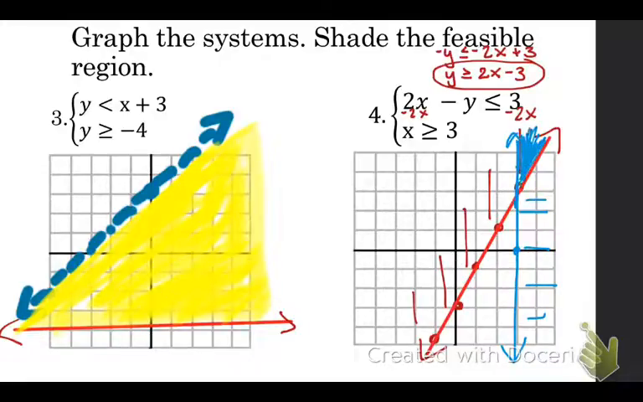And I always erase where there are no solutions. You'll see that in some cases they won't erase, they will just make the overlapped region darker, also known as the feasible region. So both methods really are acceptable.